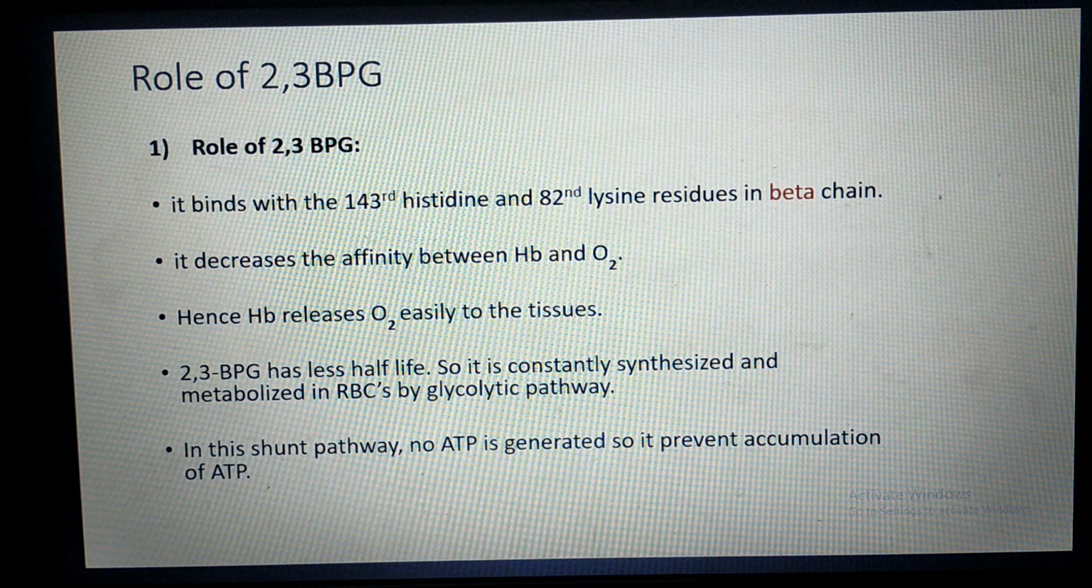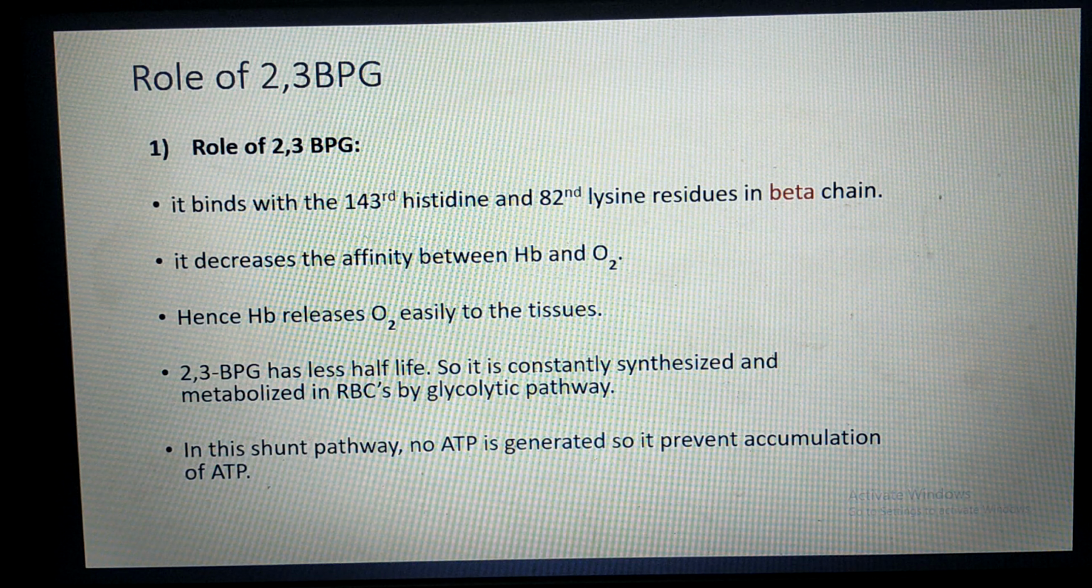In this shunt pathway, no ATP is generated. Just now I have explained. So it prevents the accumulation of ATP, because RBCs do not require much ATP since they do not have any cell organelles. So prevention of ATP accumulation is seen due to this Rapoport-Luebering cycle.